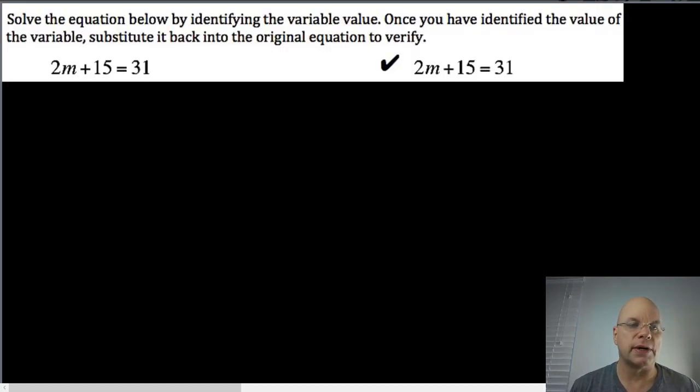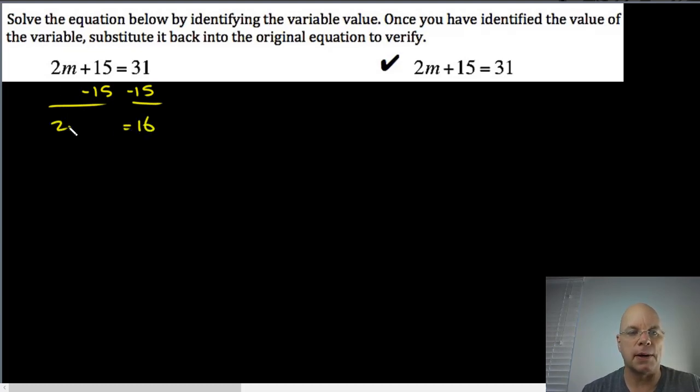Problem 11, we need to solve the equation by identifying the variable value. Once we've identified the value of the variable, we'll substitute it back into the original equation to verify. I don't want to know what 2m plus 15 is. I want to know what 2m is, because once I know what 2m is, I can find what 1m is, and I'll identify m that way. So I need to get rid of this constant term first by subtracting 15 from both sides of the equation. That's property of equality. This difference is 16.